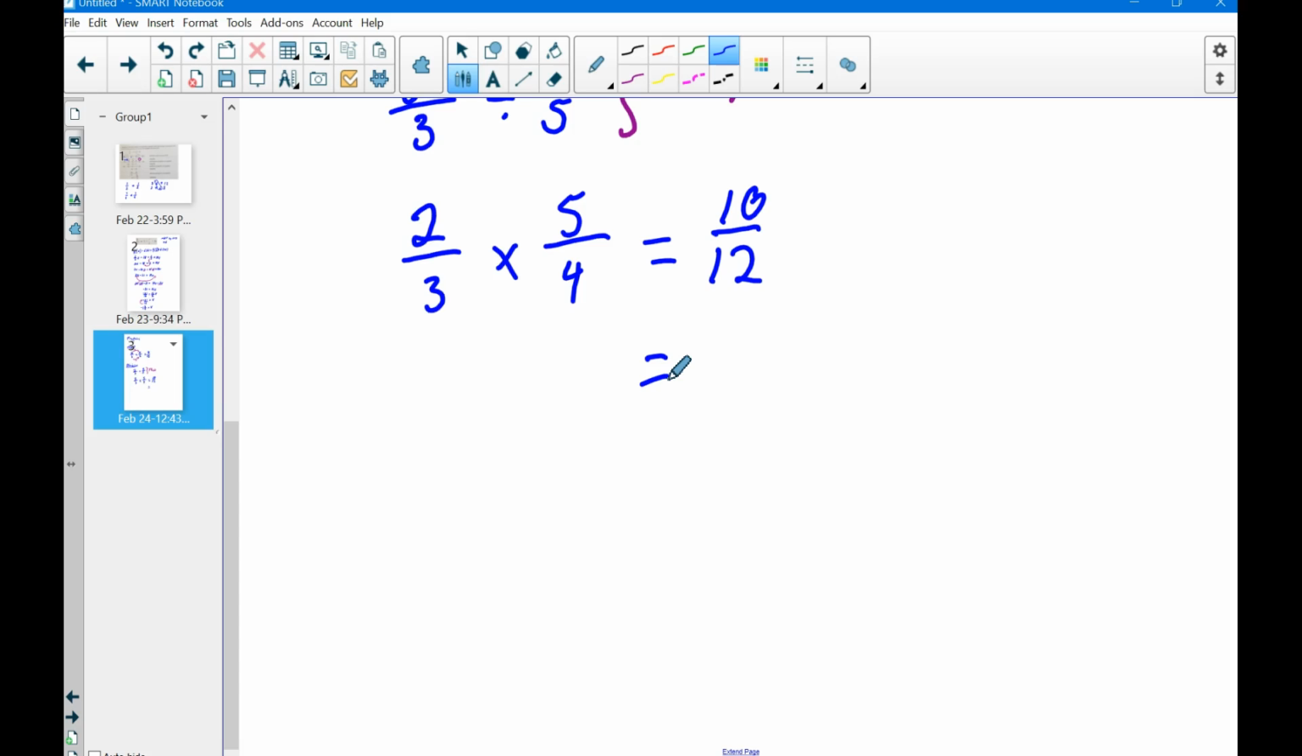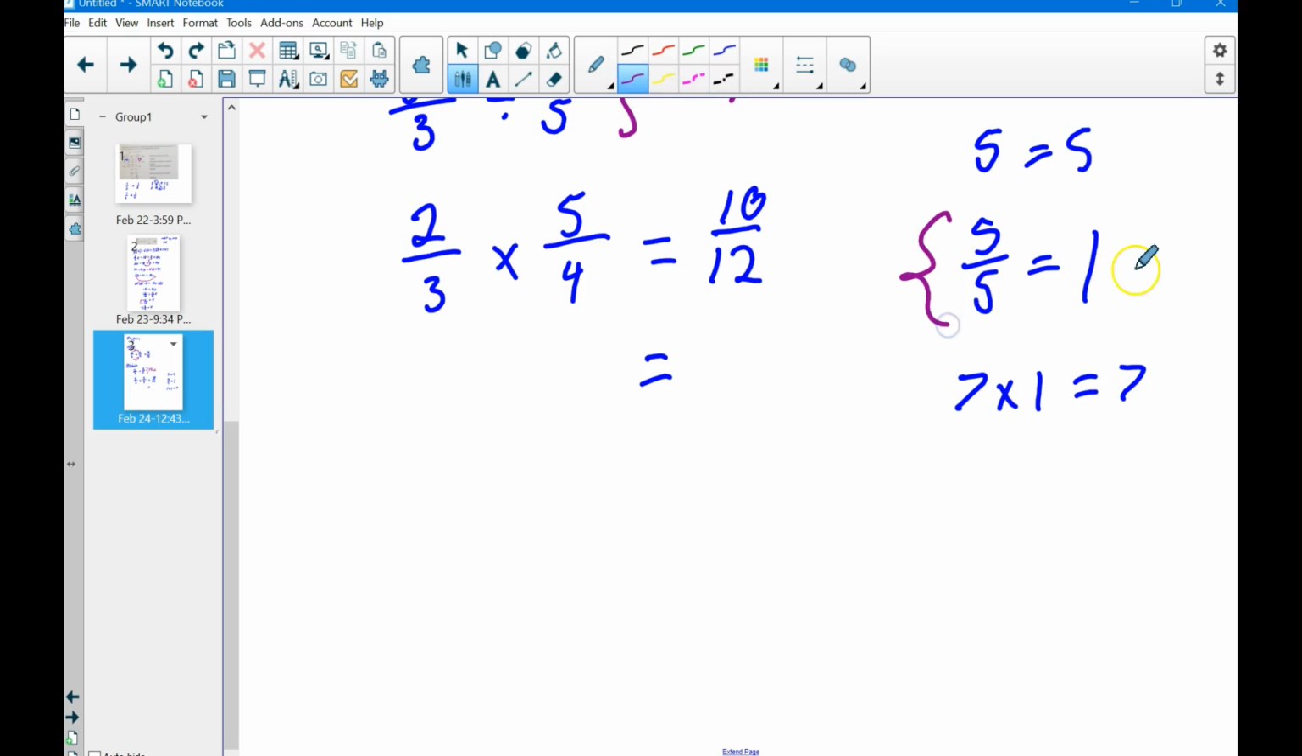So before we get into that, let's talk about this concept right here. We all know that 5 equals 5. For example, this sounds kind of silly starting out, but let's look at it another way. 5 over 5 equals 1. And 1 times anything is just the same number. 7 times 1 is just 7. So basically, we have something like this. It's just a 1.